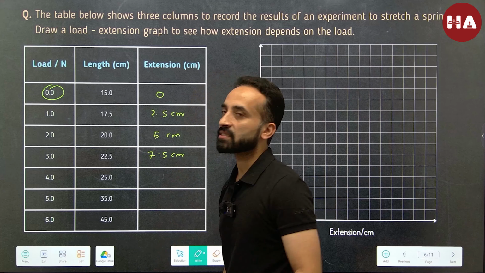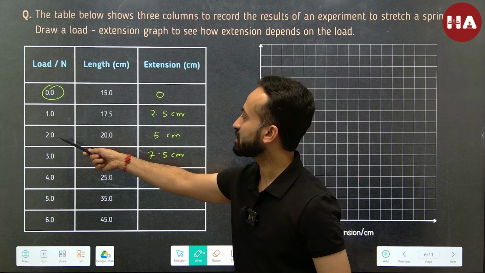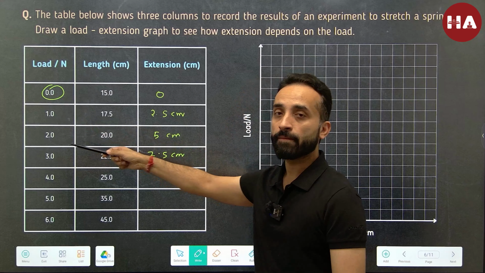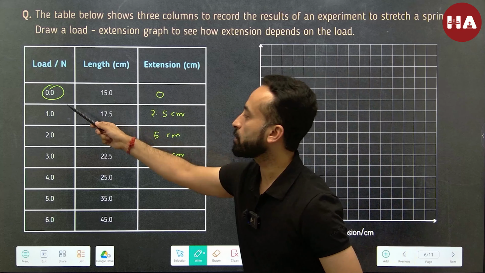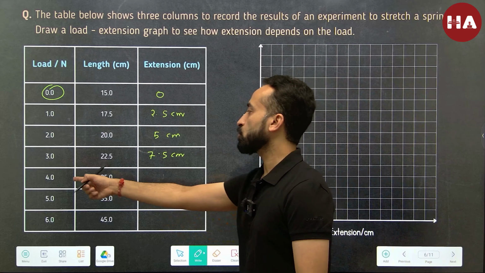Are you realizing something? That Hooke's law is being obeyed. You double the force, the extension doubles. You triple the force, the extension triples. Similarly, you make the force 4 times, the extension becomes 10, that is again 4 times.